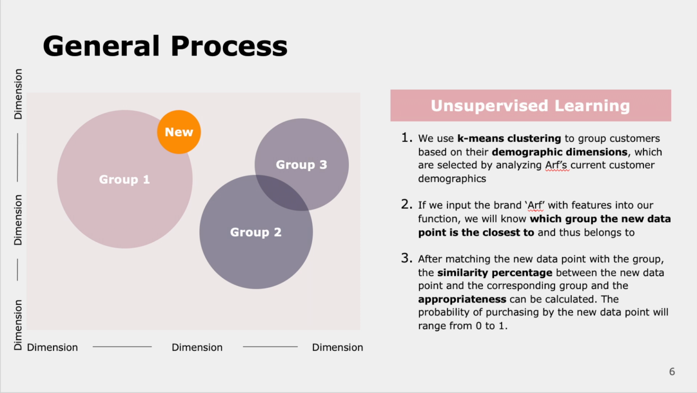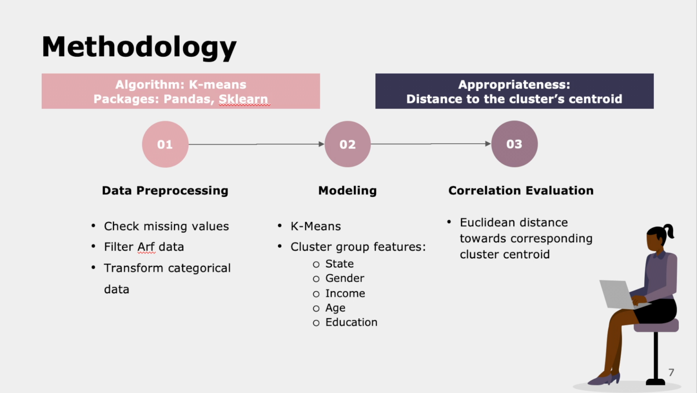And if we input the brand ARF with features into our function, we will know which group the new data point is closest to and thus belongs to. After matching the new data point with the group, the appropriateness can be calculated. Here we outline the main steps of our methodology.